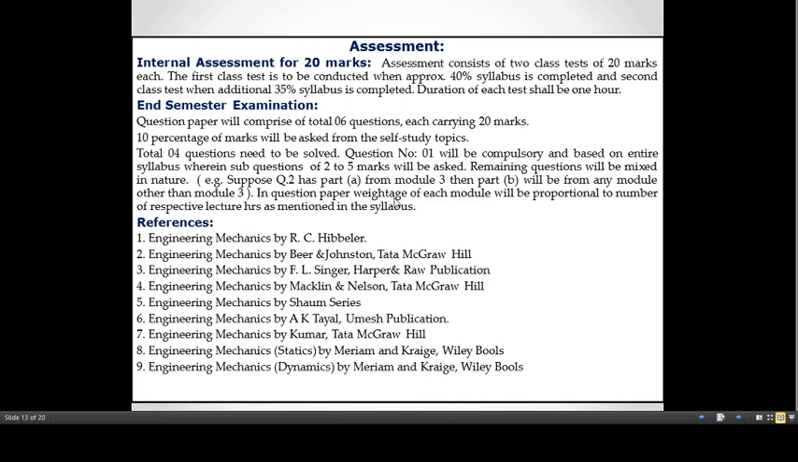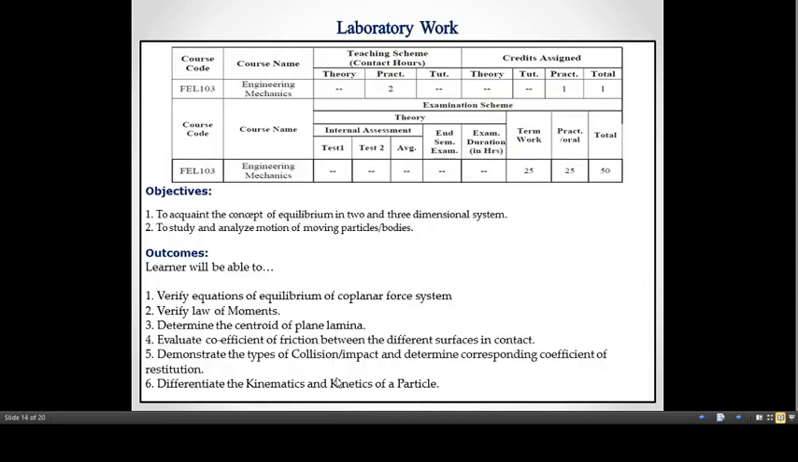And how many questions do you have to solve? You have to solve a total of 4 questions. Now these are the reference books in front of you, but we are going to use the Engineering Mechanics book by Dayal. That is not mentioned here right now, but remember we have to use Engineering Mechanics by Dayal. That also I'll share in the next lecture.